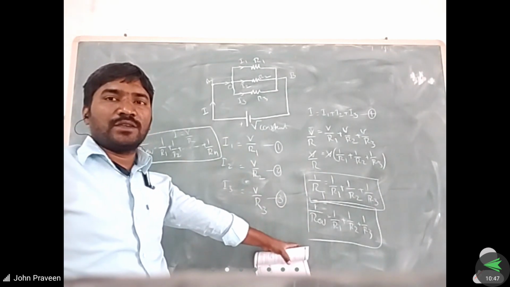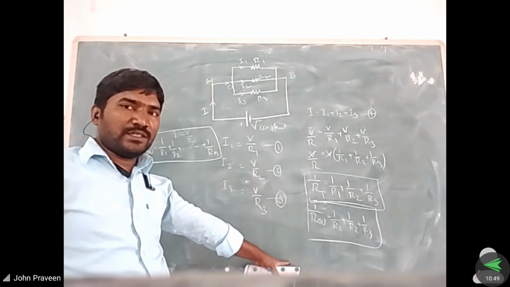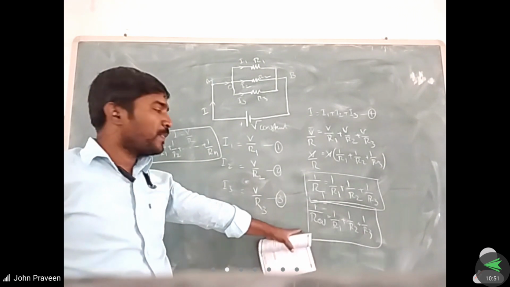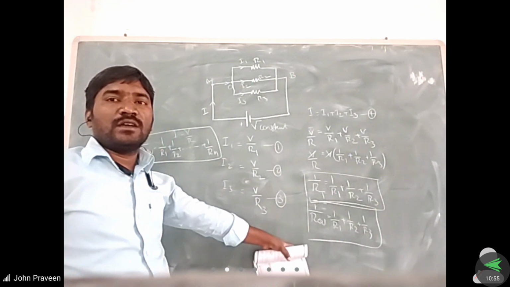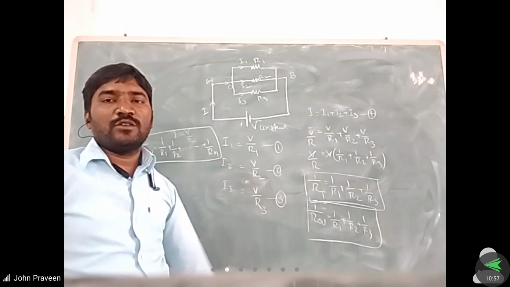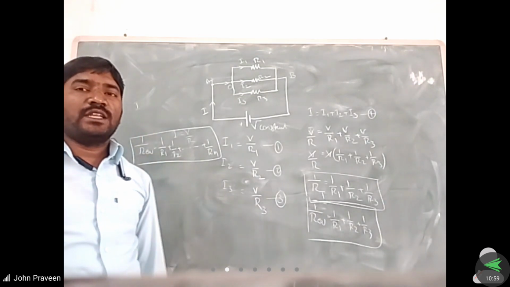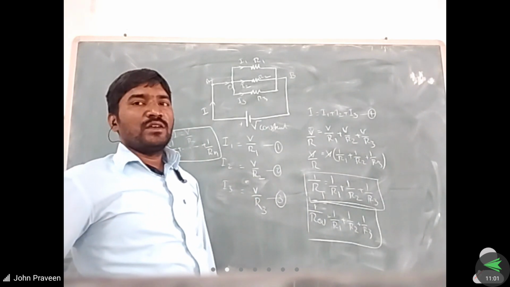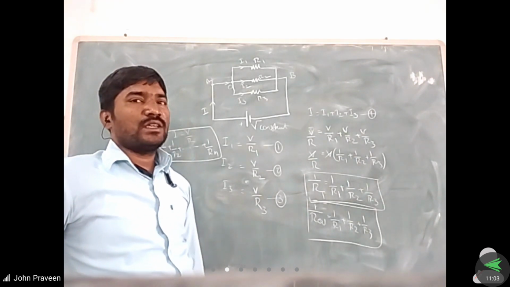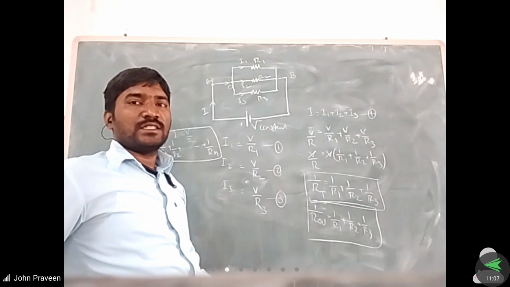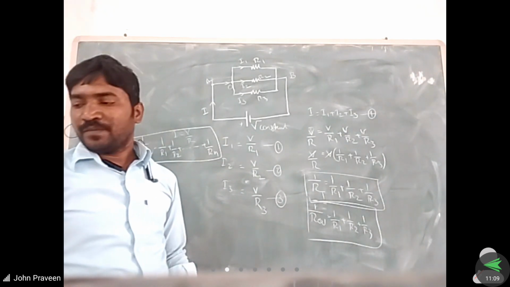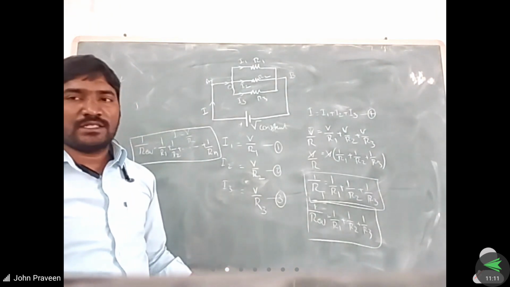But always in the circuit we determine the R equivalent. Here we write the formula as 1 by R equivalent. But if you want to find the R equivalent value, then the numerator becomes the denominator and the denominator becomes the numerator. That concept we will discuss in the next class when resistors are connected in series and parallel. Right? So this is for the three resistors.